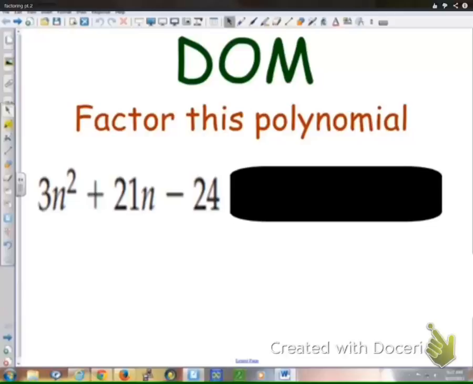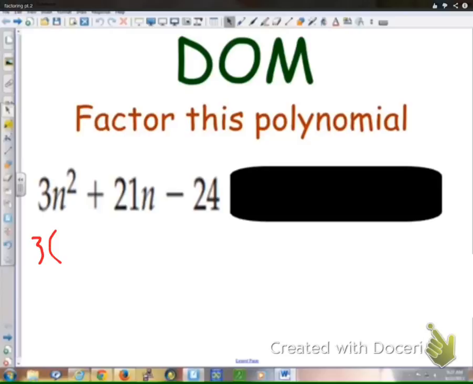From last week. What is the first step to any factoring problem? What number goes in all? Yes. What is something that's common for every problem? Sometimes it's a number, sometimes it's a variable, sometimes it's both. What was common in this problem? Very good. The 3. So we factored out a 3.